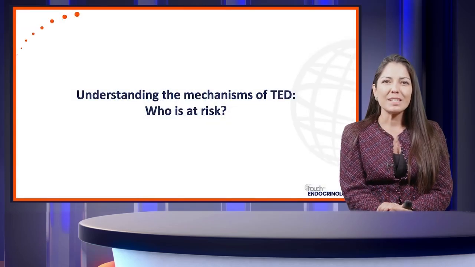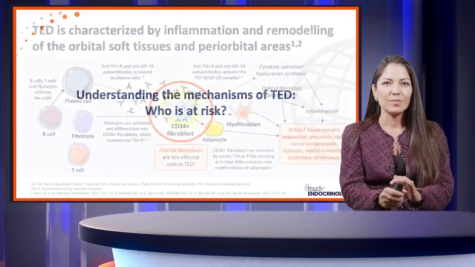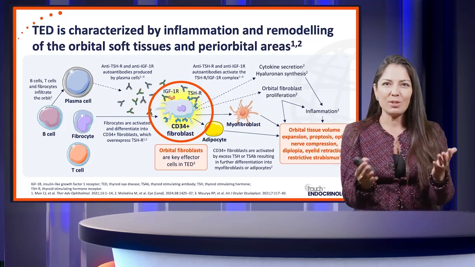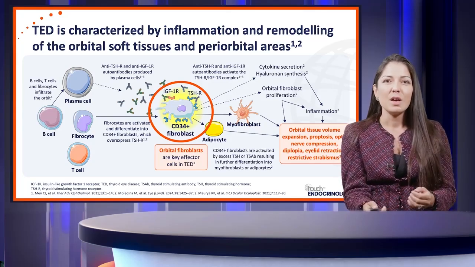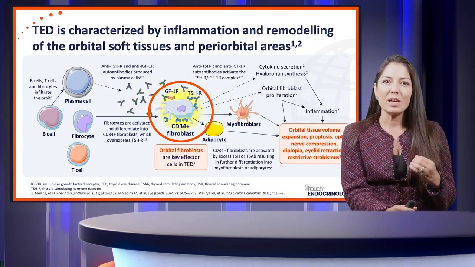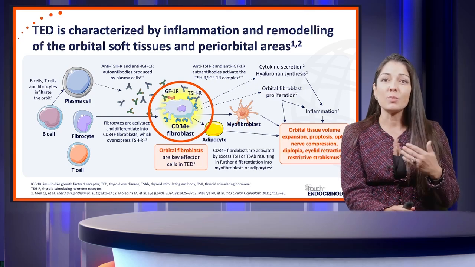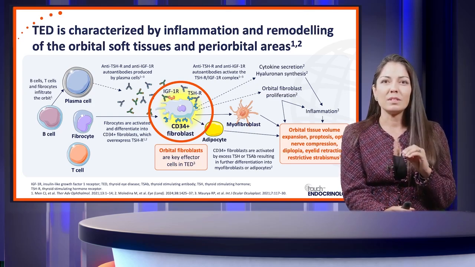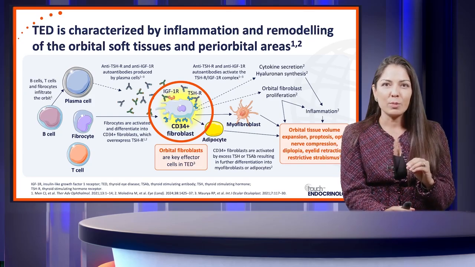We're going to start our first educational module, understanding the mechanism of thyroid eye disease and who is at risk. First, let's get into the pathophysiology of the disease. Looking at this slide, you can see it is actually quite complex. But thyroid eye disease is characterized by inflammation, volume expansion, and remodeling of the orbital and periorbital tissues, with the key player of this disease being the orbital fibroblast.